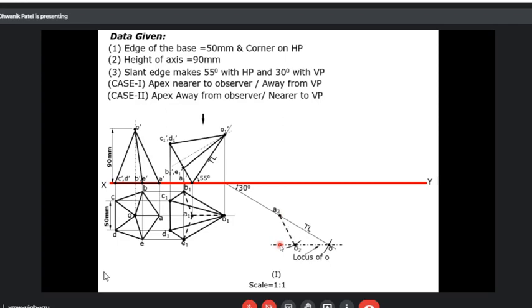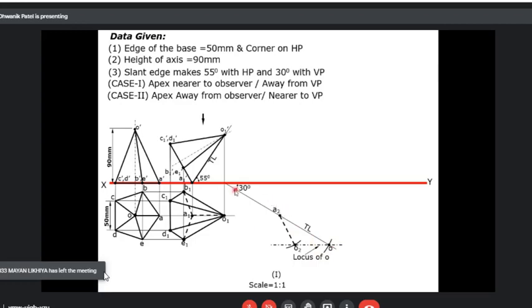Clear? Hello, all of you understand? Yeah, once again I have repeated. Okay, good. So here you will mark A2. Because here your apex point is nearer to the observer. Okay, so your observer is from this side. In step number 5, the observer is at the bottom side. So that's why your apex point should be nearer to the observer. So that's why here we will mark it here.